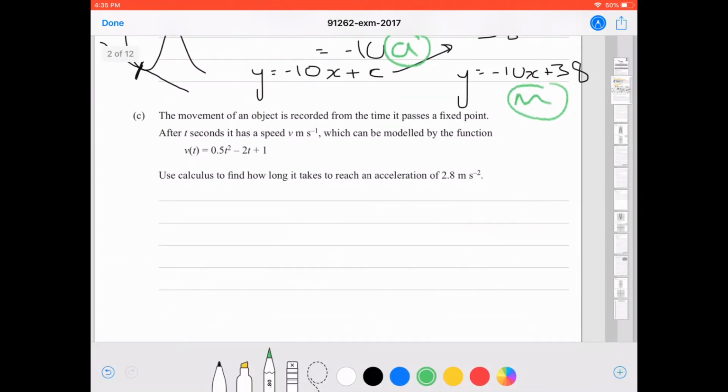Question 1c. The movement of an object is recorded from the time it passes a fixed point. Okay, after t seconds, it has a speed v meters per second, which can be modeled by the function v of t equals 0.5t squared minus 2t plus 1. And it says use calculus to find how long it takes to reach an acceleration of 2.8 meters per second squared.